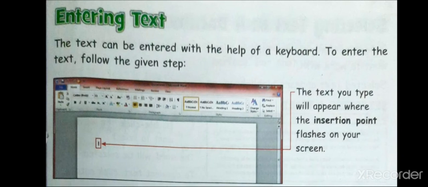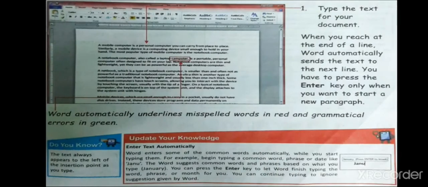Now entering text. After opening the new document, how we will enter the text? We will enter the text simply by pressing the keyboard keys. The text you type will appear where the insertion point flashes on your screen. Now type the text for your document. When you reach at the end of the line, Word automatically sends the text to the next line. We don't have to press any key or enter key. We will press the enter key only if we want to start the new paragraph.